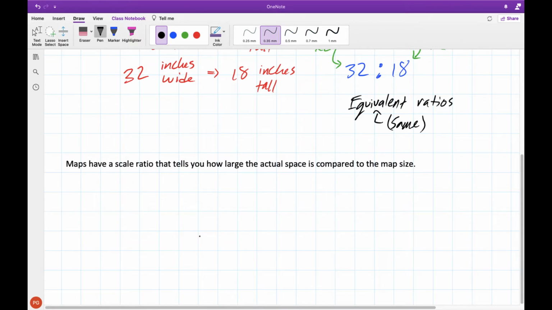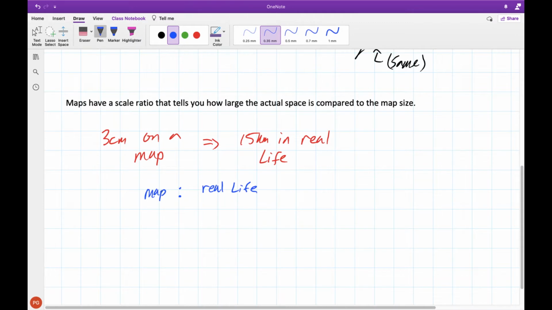Another place where we see ratios is when we're looking at maps. They have something called the scale ratio that tells you how large the actual space is compared to the map size. So for instance, 3 centimeters on a map might be the same as 15 kilometers in real life. Because a map is a lot smaller than the real space, this is always going to be a small number compared to a really big number. So if we wanted to write this as a ratio of the map scale to the real life scale, we would have 3 centimeters colon 15 kilometers.